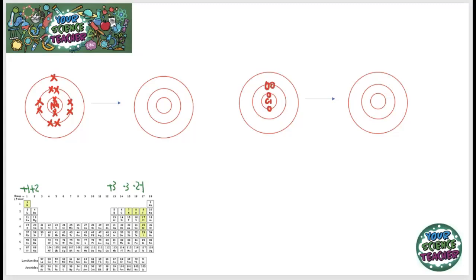Chlorine has 17 electrons, so let's get them all drawn out. It's going to have 7 in the outer shell. And if I look at the electron configurations of sodium and chlorine, sodium needs to lose 1 electron and chlorine needs to gain 1 electron. This is very convenient, isn't it? And the way that they can do that is by bonding with one another in what is called an ionic bond. And an ionic bond happens between any metal and non-metal.